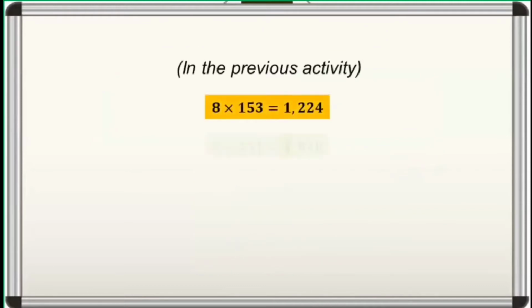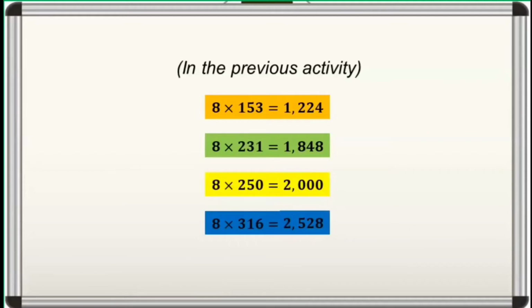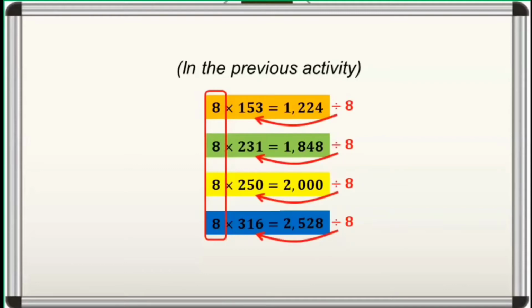Alright, going back to our previous activity, we also have multiplied 4 numbers with 8 and get the following products: 1,224, 1,848, 2,000, and 2,528. Since 8 is one of the factors of these numbers, we conclude that they are divisible by 8. It is because we can divide the following products by 8 and get the quotients that are the same with our original numbers without remainder.